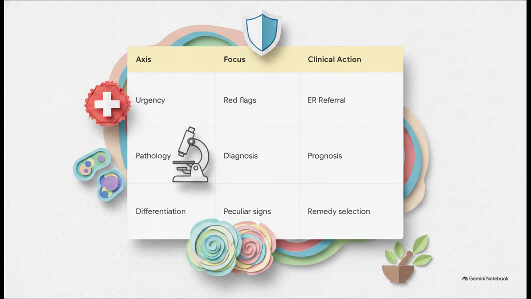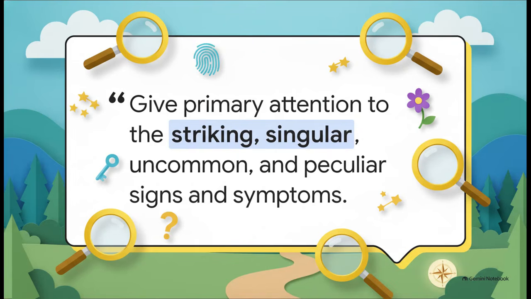Axis 2 is diagnostic pathology. These are the common symptoms that tell us the disease etiology and stage. And Axis 3 is homeopathic differentiation. These are the peculiar, unique symptoms that actually guide the remedy selection. So it always goes safety first, diagnosis second, and individualization third. Once we've got safety and diagnosis locked down in those first 2 axes, we turn to aphorism 153.